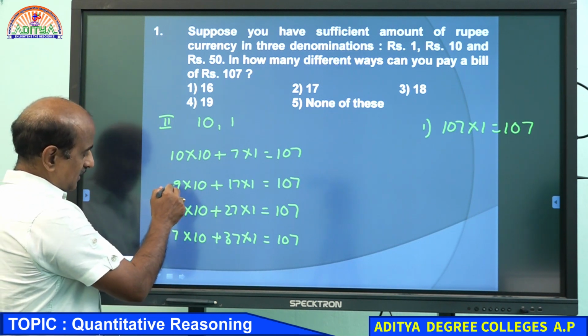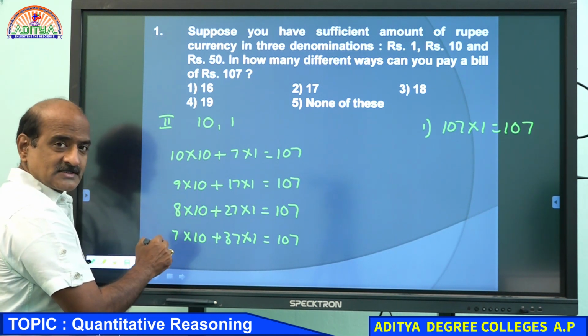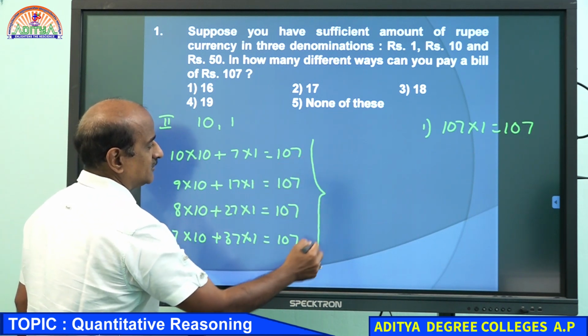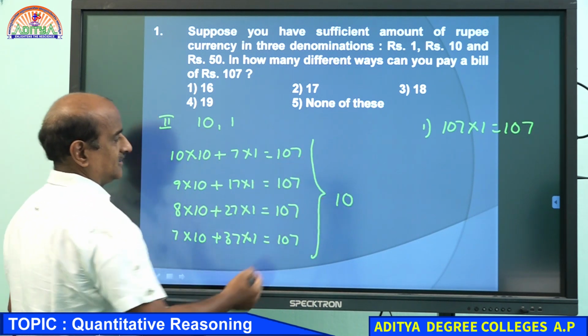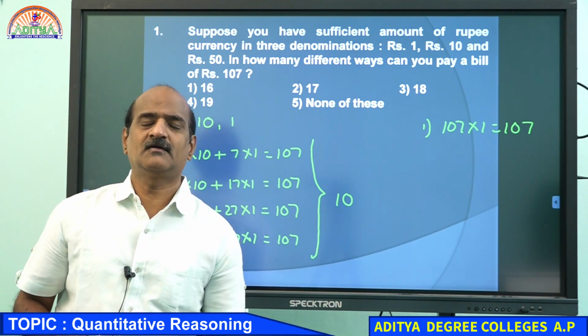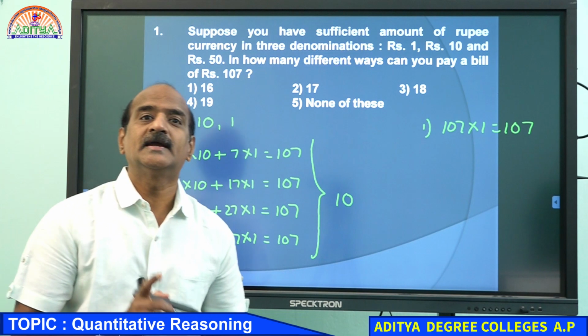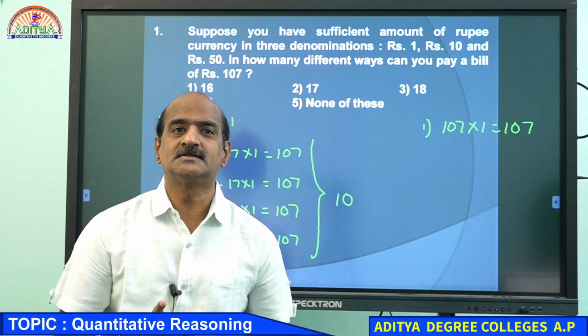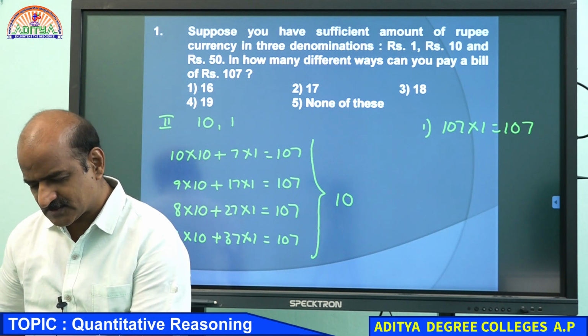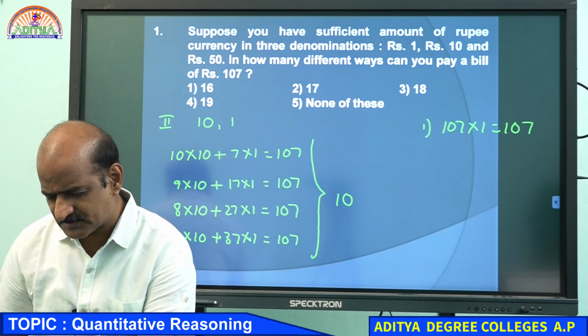And 10, 9, 8, 7, 6, 5, you can make it 10. Therefore, this kind of combinations we will be getting 10. With a combination of 10 rupees and 1 rupee, we get 10 combinations. I hope you understand, my dear students. Do you understand what I mean by saying 10 combinations?